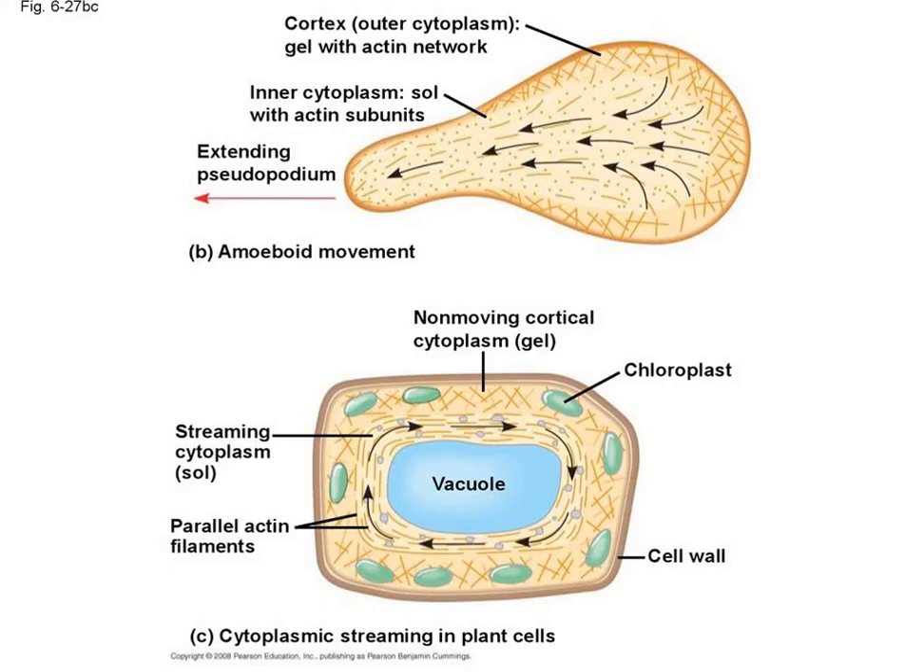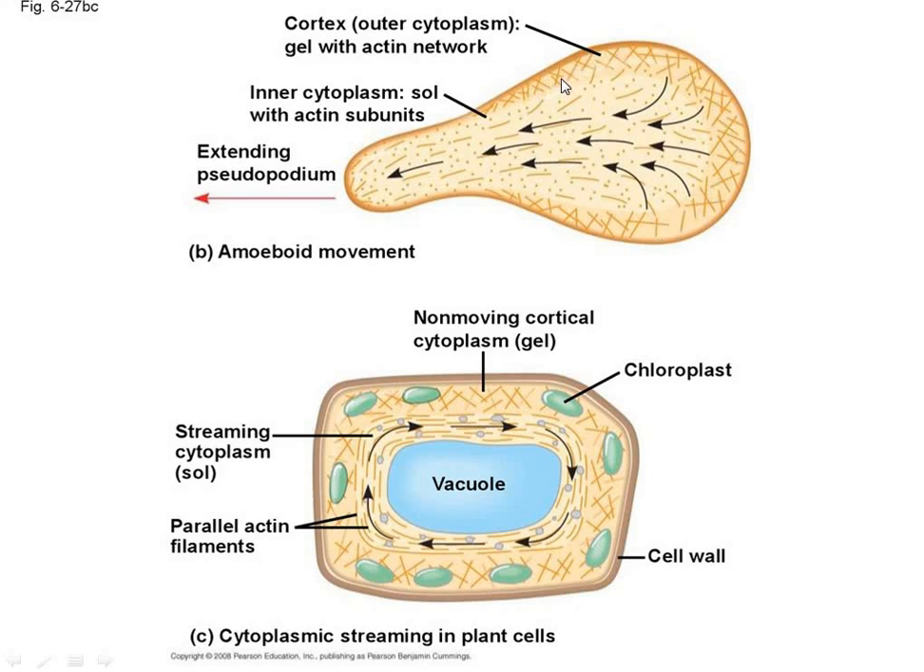This is another figure that shows amoeboid movement. This is unicellular microscopic organism, amoeba. In this case, you can see this is cytosol in the center. Remember, the central part of cytoplasm is less viscous, so it is called cytosol. And the outer part of the cytoplasm is more viscous, that is cytogel.